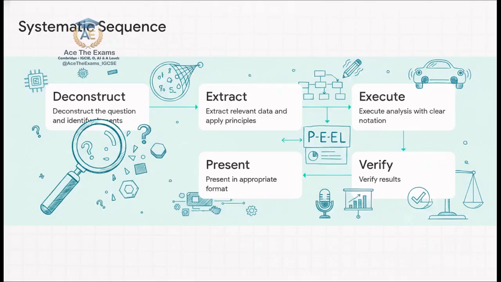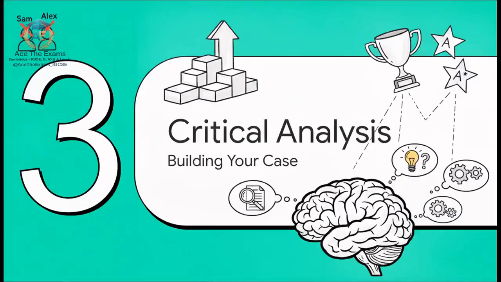Step 4 is verification. Did you actually answer what was asked? And Step 5 ensures you are using authentic, high-level computer science terminology, not generic layman's terms. Do not write, "The car uses cameras to see." No. Write, "The autonomous vehicle utilizes edge computing and computer vision algorithms to process real-time visual data." See the difference?